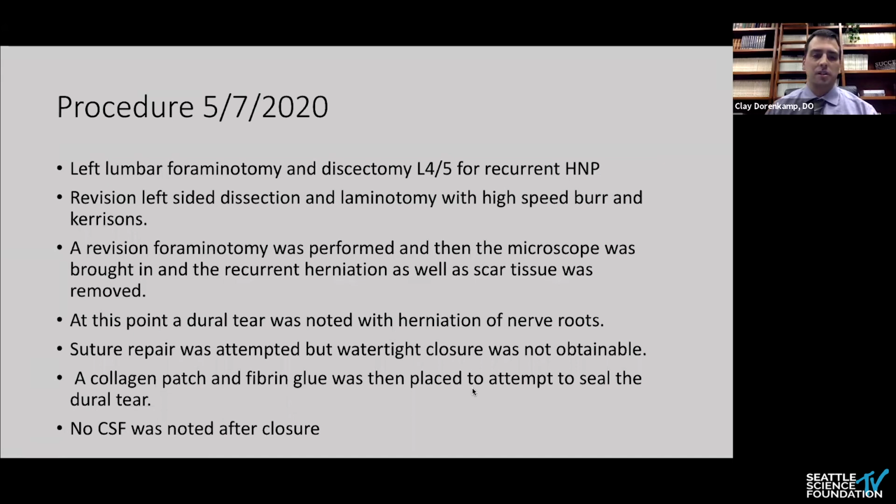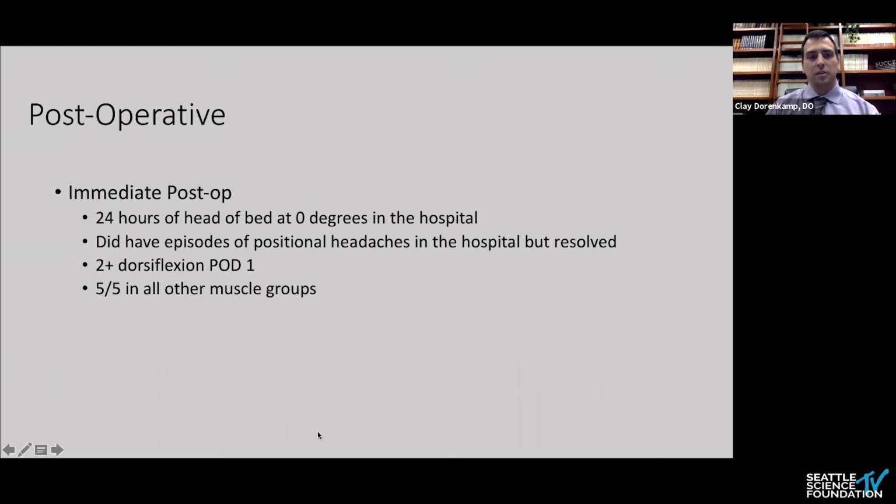It was noted that a suture repair was attempted, but they could not obtain a watertight closure, and a collagen patch and fibrin glue was then placed to attempt to seal the dural tear. And then it was reported in the operative note that no CSF was noted after the closure. So immediately postoperatively, the patient was kept with the head of the bed at 0 degrees for 24 hours. She did have some minor positional headaches.